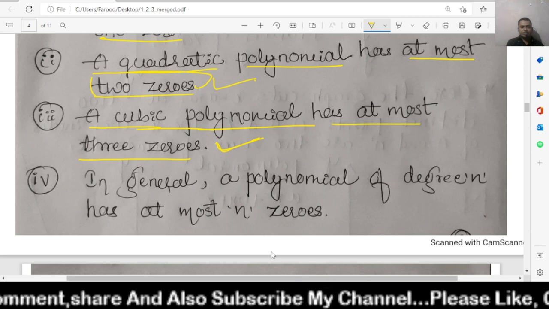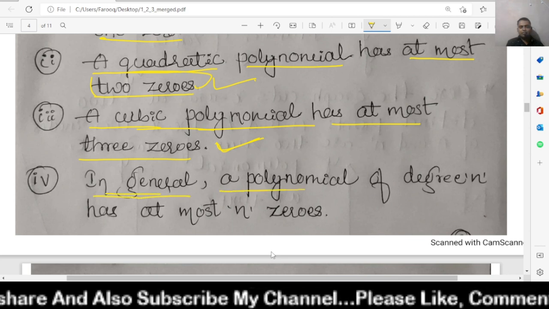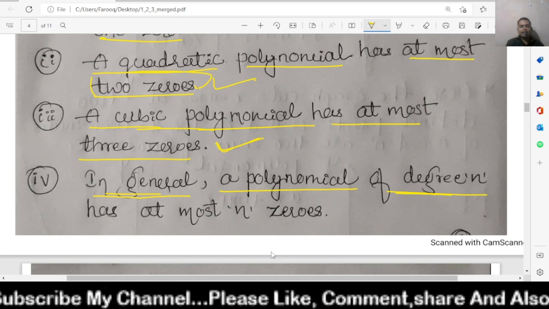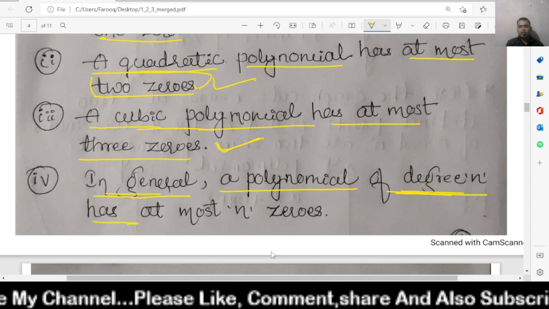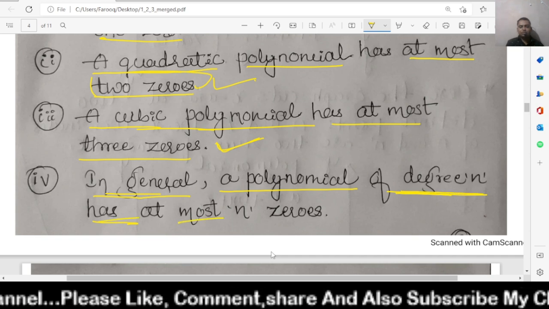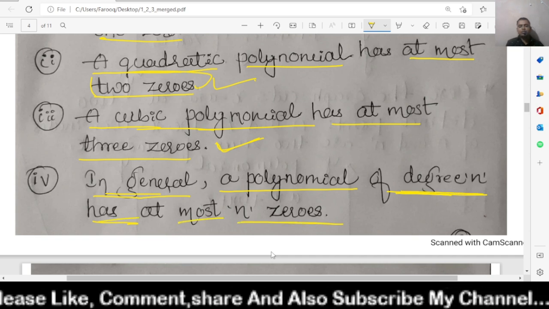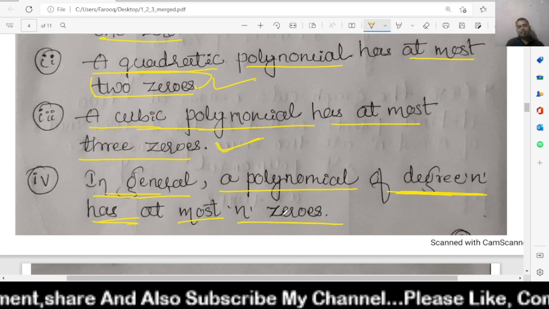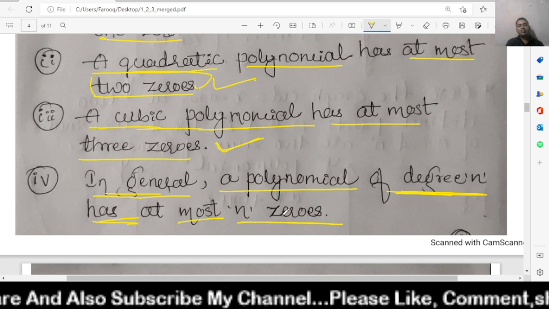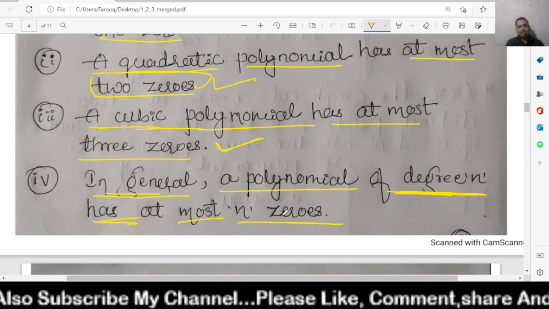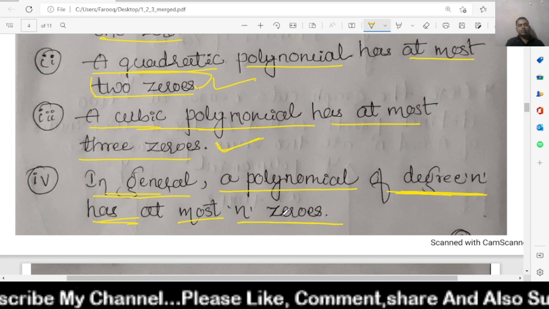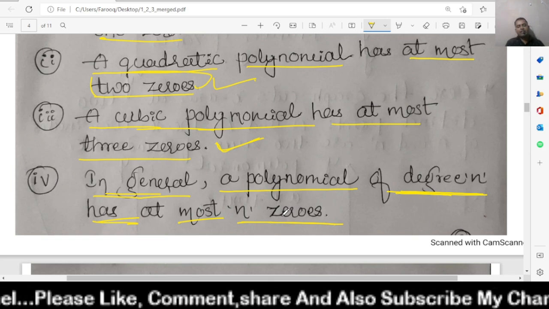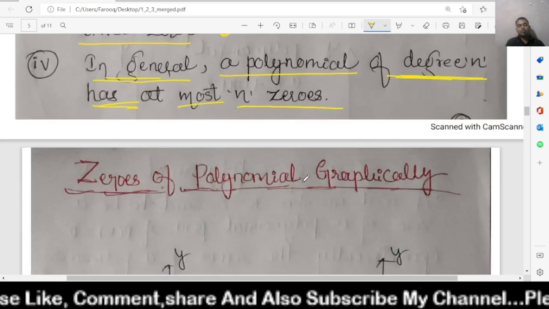In general, a polynomial of degree n has at most n zeros. If it has degree 4, then it has at most 4 zeros. If it has degree 5, then it has at most 5 zeros of the polynomial. In general, a polynomial of degree n has at most n zeros.